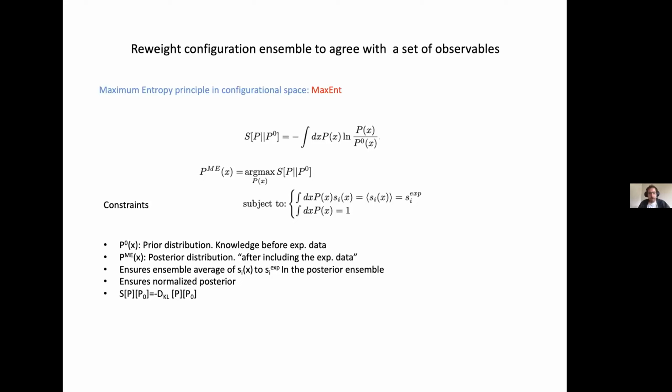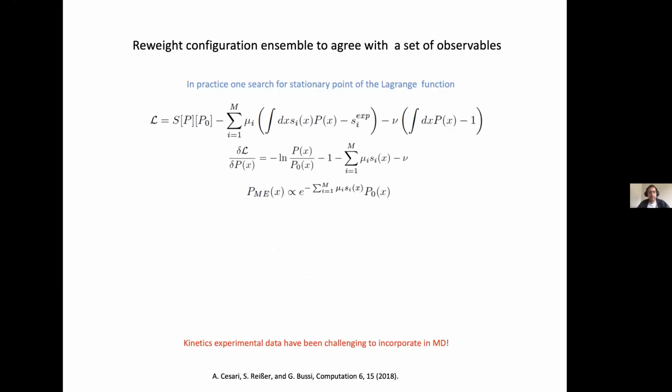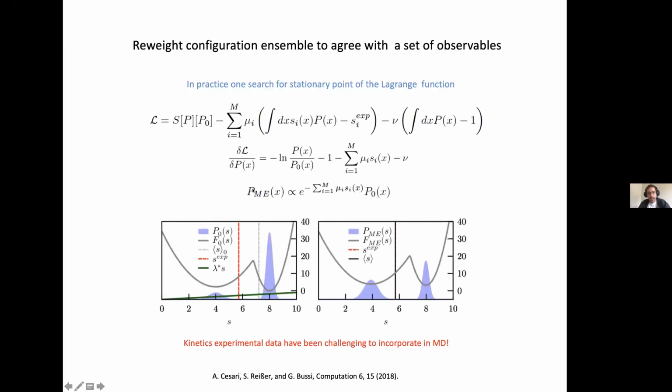This has been done so far by several people. Here, for instance, we show how this is done, from a review by Andrea Cesari and Giovanni Bussi, where they used Lagrange multipliers to meet a particular experimental observable. They find that their posterior distribution is proportional to the prior distribution times an exponent of the Lagrange multiplier times the observable.